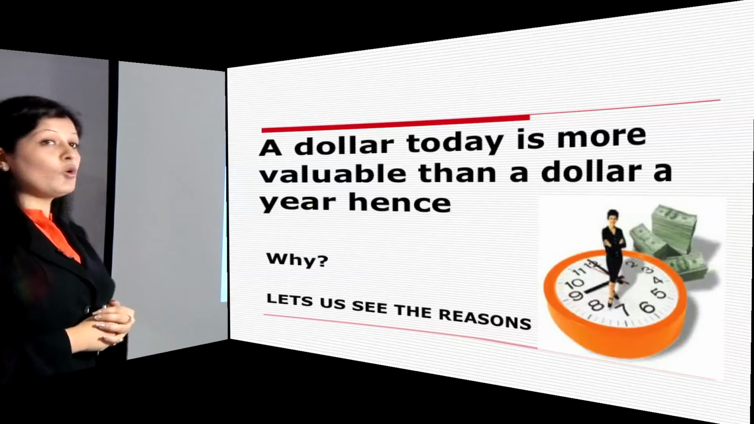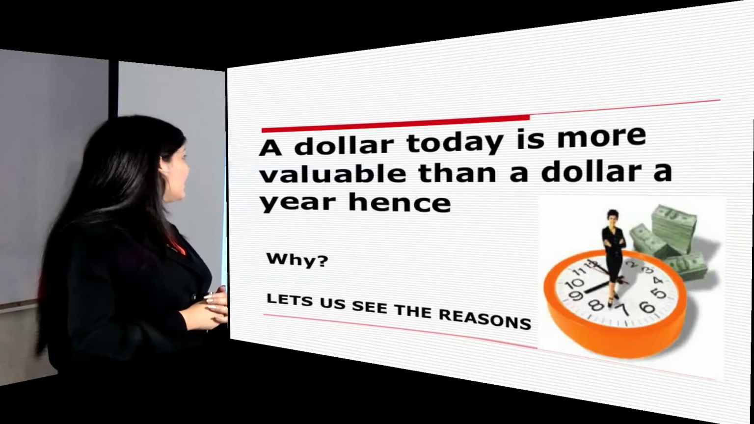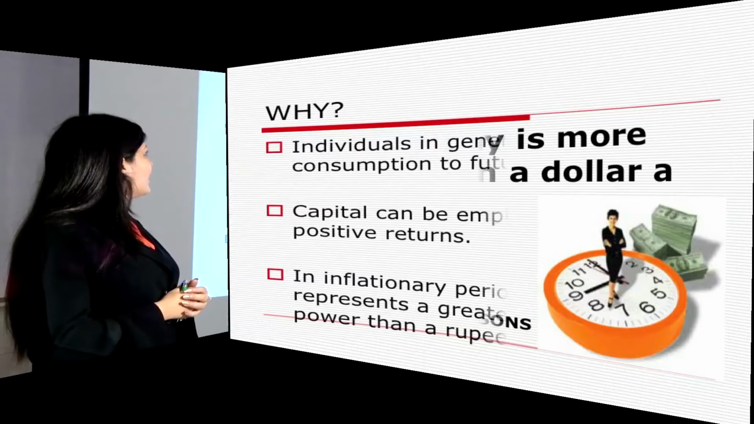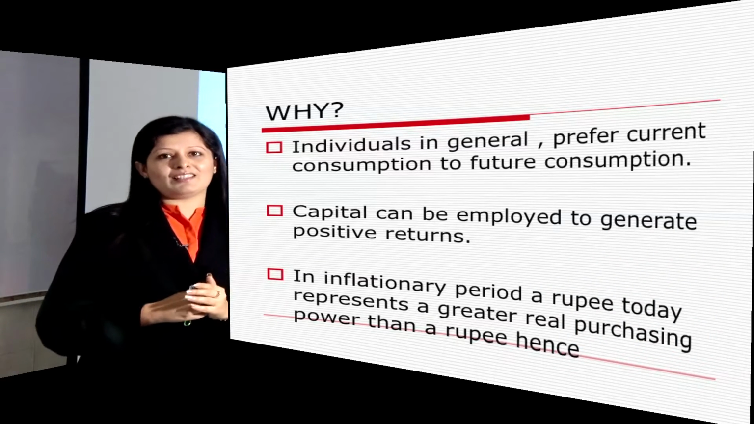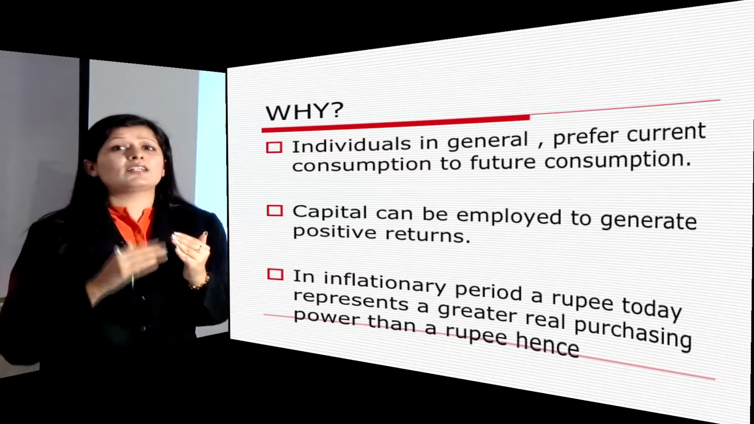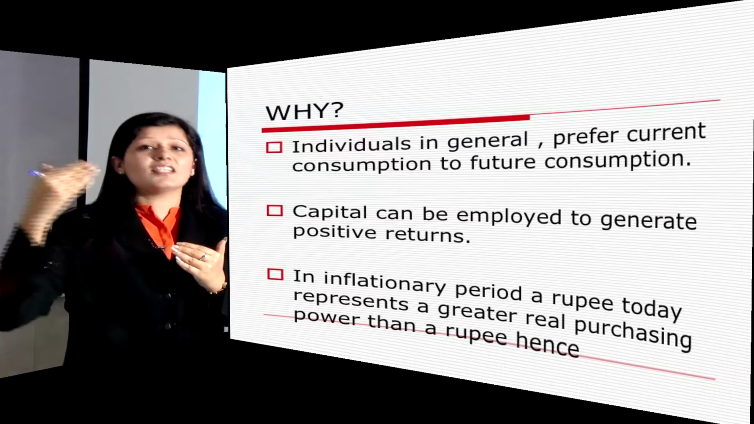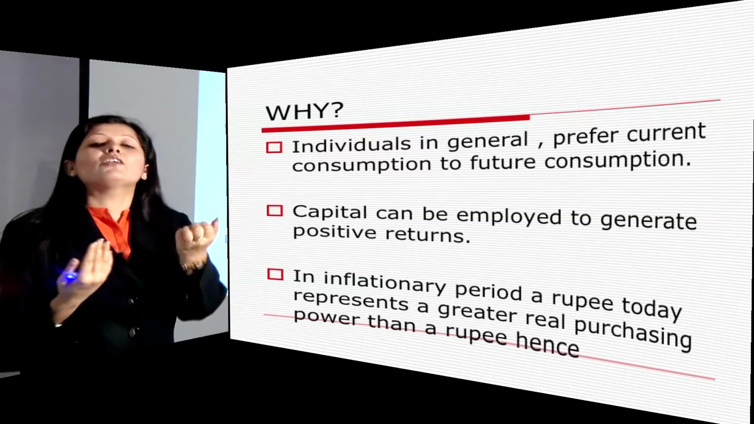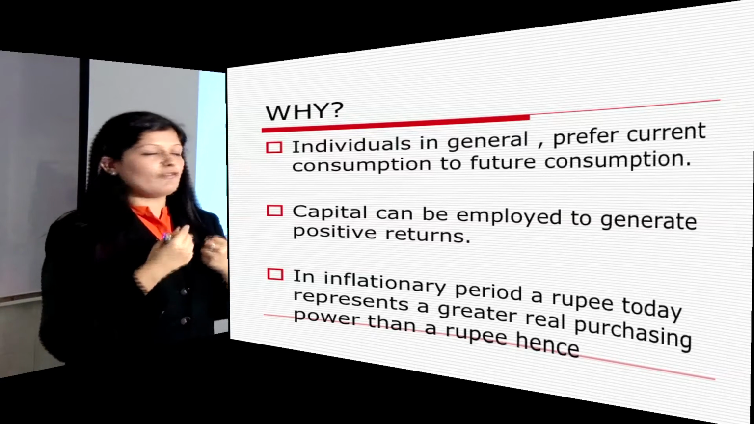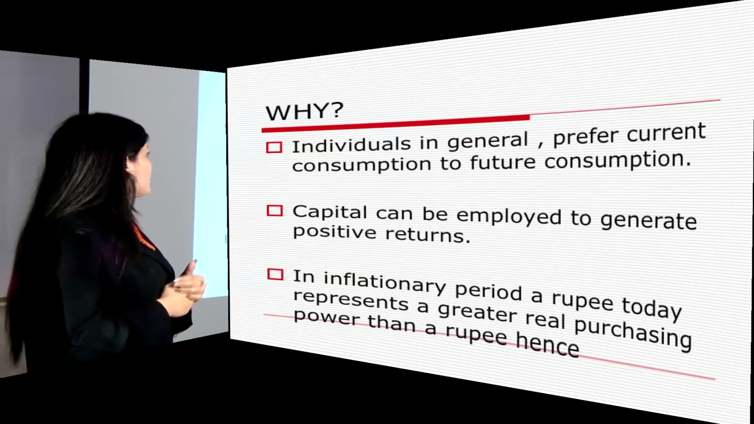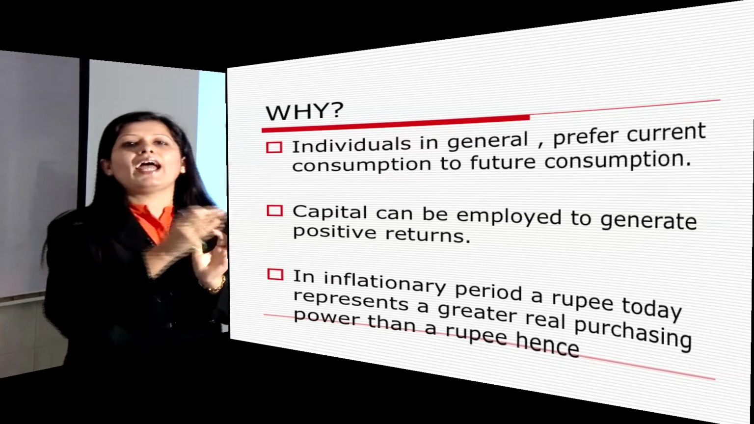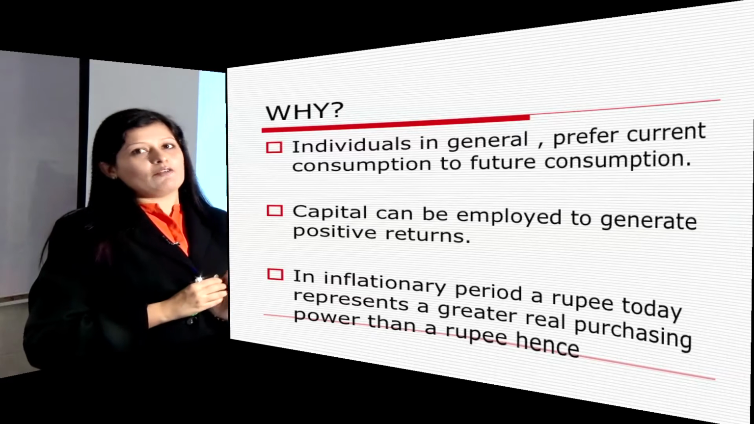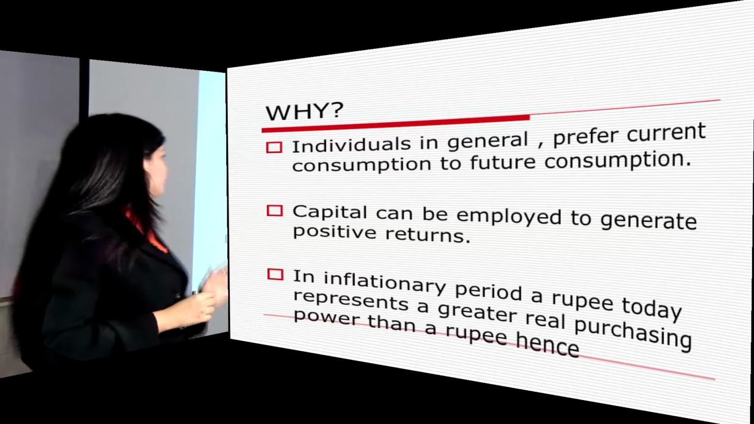$1 today is more valuable than $1 a year hence. Why? Individuals in general prefer current consumption to future consumption. A rational individual knows there is uncertainty in the future cash flows, so he would prefer current consumption to the future. Capital can be employed to generate positive returns. I can invest in a bank and get money, so I would prefer to have money today.